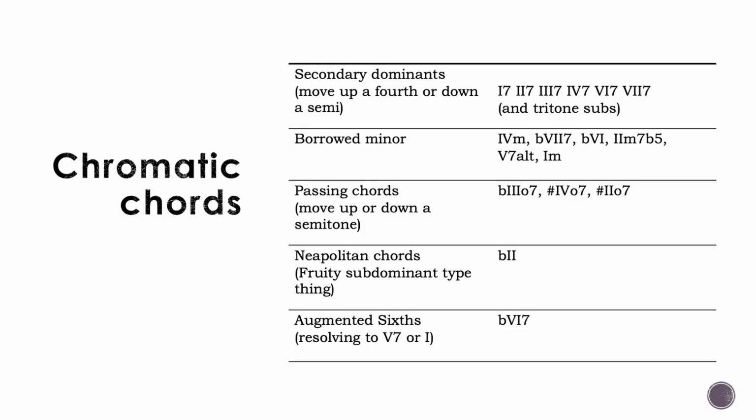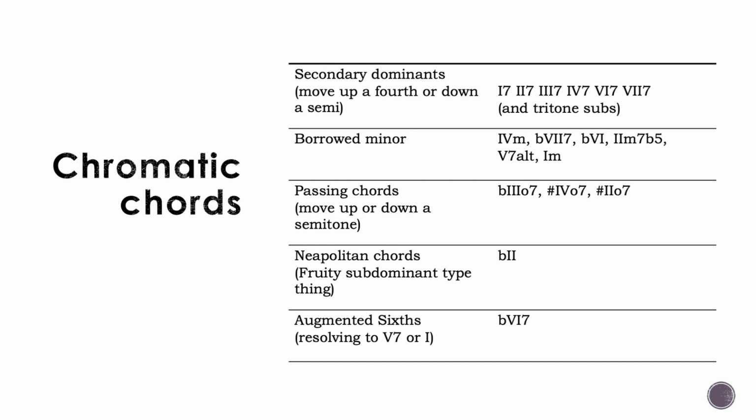Okay, this is chromatic chords. You've got secondary dominants, so you've got to look out for these. These all are very common in standards repertoire. Secondary dominants generally move up a fourth or down a semitone. Borrowed minor. These are chords that are borrowed from a parallel minor key. So if you're in the key of C major, chords from C minor. Passing chords, which are generally diminished chords, they sort of bridge chords together. We've seen a few in examples of our changes.